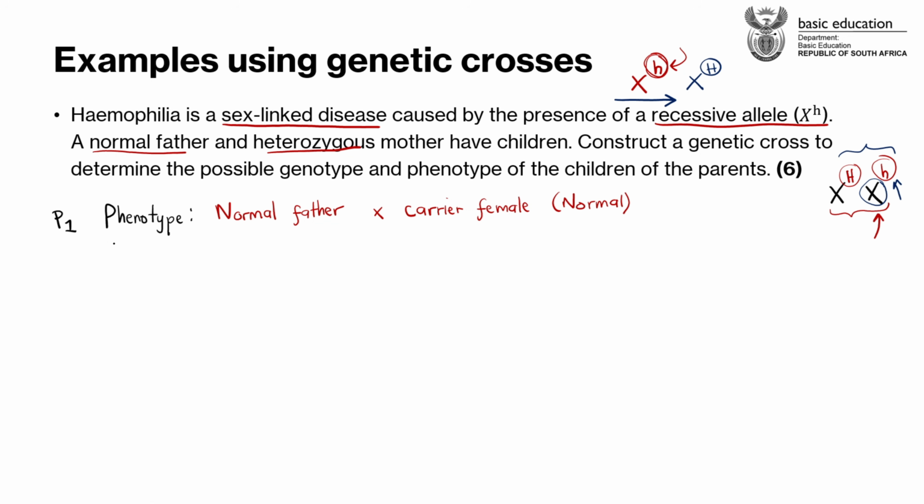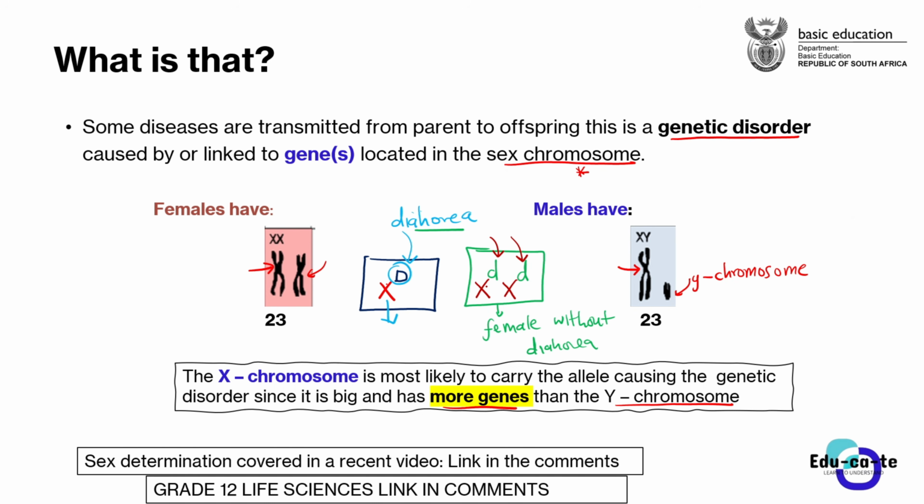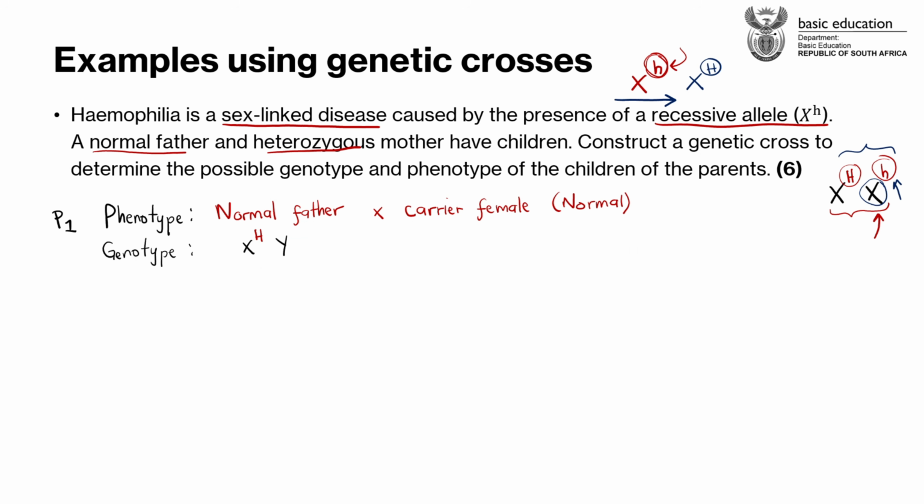So now, let's talk about the genotypes. For the father, remember the genotype for a male is XY for sex-linked characteristics, and the father is normal. So we must have a capital letter H. Remember, I said don't just write XX or XY. If we are dealing with sex-linked inheritance, you must be specific. We've been told that hemophilia is caused by a recessive allele. It means that since the father is normal, he will have a dominant allele, because dominant is the opposite of recessive. Hear me carefully, matriculants.